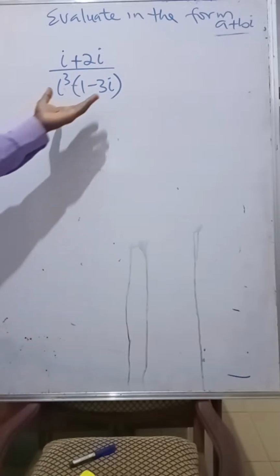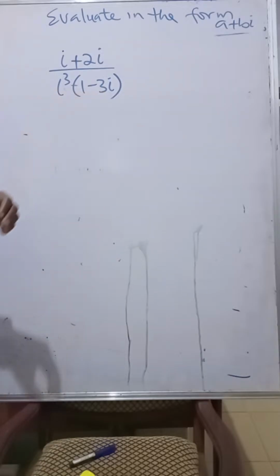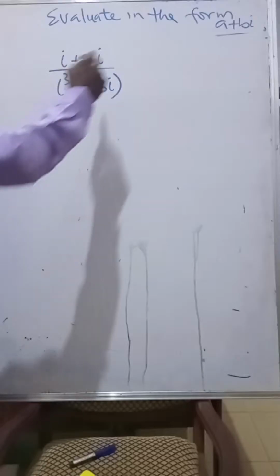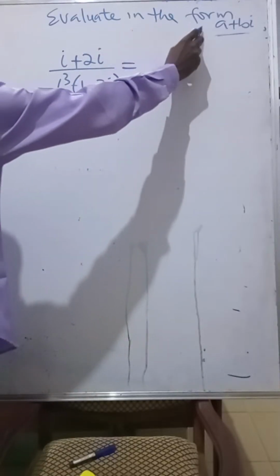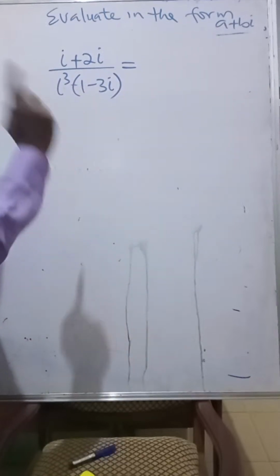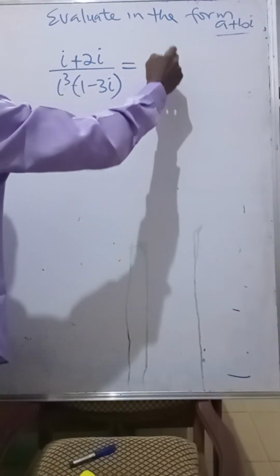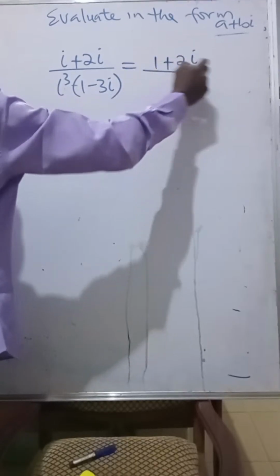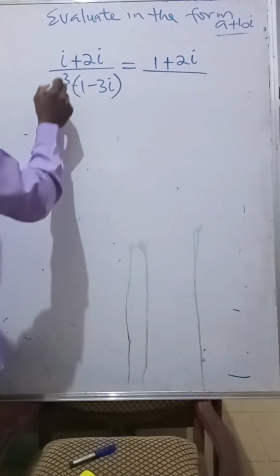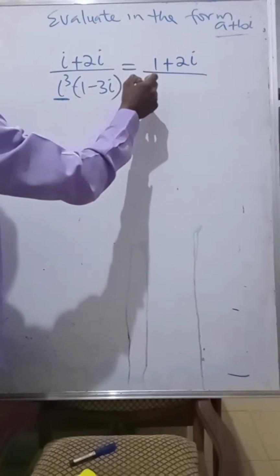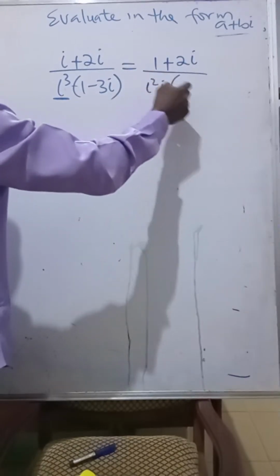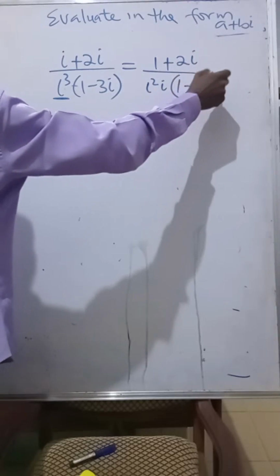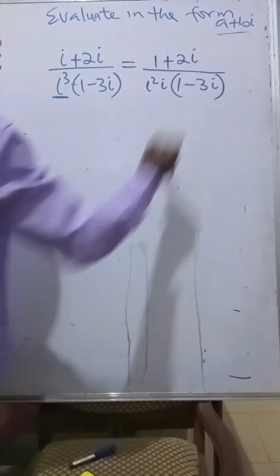Okay, so this is what we have on this question. Now, what we can do first: we're told to evaluate in the form a plus bi. So the first thing we do is to remove this i cubed. That will be i squared times i times the 1 minus 3i. So that's the first thing to do.